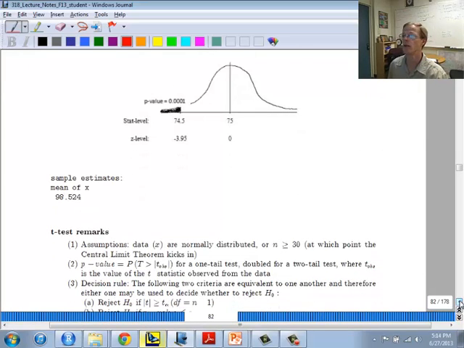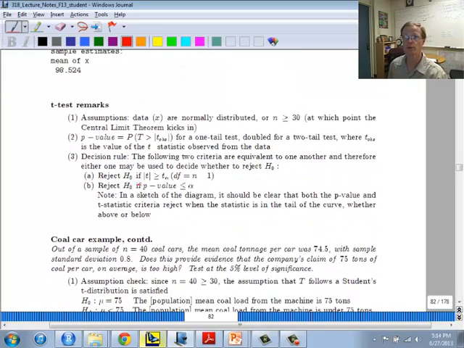Okay, now I'd like to make a couple of remarks and then do one more example. So we're assuming that the data are normal, or that we have a large enough sample. Now, a nice way to calculate the p-value is to not worry about negatives and positives, just take the absolute value of the statistic, and that gives the p-value. Double it if you are two-tailed.